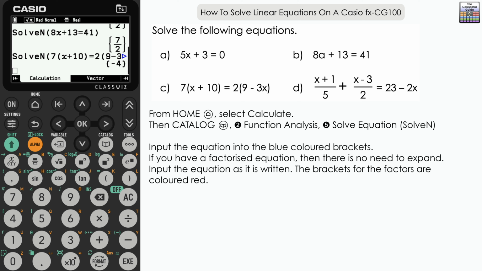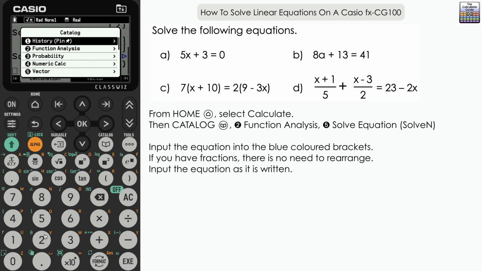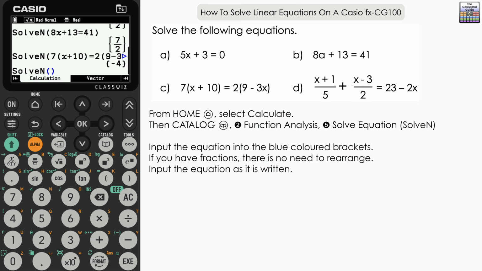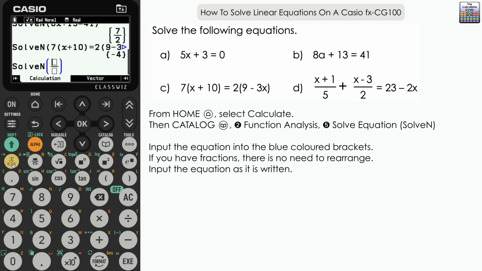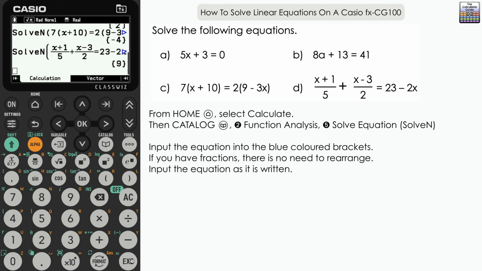Let's have a look at the final equation here. This involves fractions, and once again, we're going to input it as it's written. Catalogue 2, 5, get the SolveN there. And this time, just be very careful to input the fractions correctly. Get the warning, and there we go. Here we have the solution 9. So very easy to solve equations involving fractions as well without needing to multiply or rearrange.